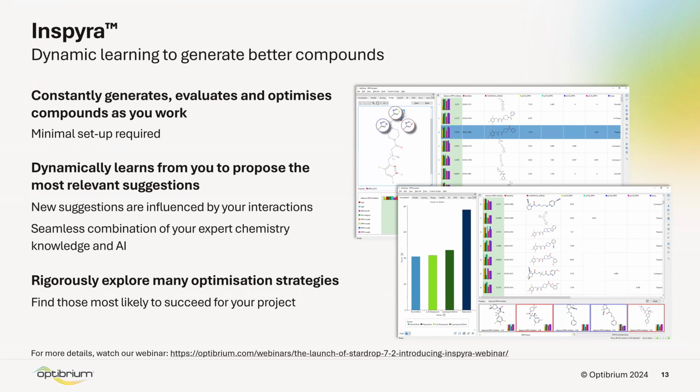And to do this, we've developed what we call an inference engine that infers or tries to understand what you're looking for from your interactions with the suggestions, the ideas, the new compound structures that it's proposing. And what this enables you to do is very rigorously explore many optimization strategies, but very quickly drive and focus those algorithms on those most likely to be relevant and to succeed for your project objectives.